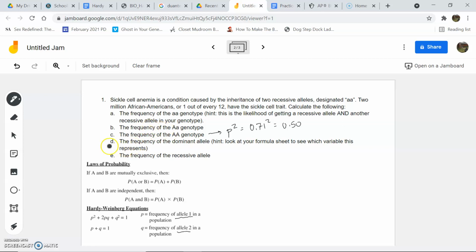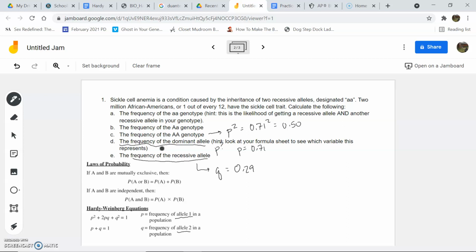So basically what letter D here is asking is, what is the frequency of the dominant allele? Or in other words, what is this whole thing? That's the definition of P. So they're really wondering, what is P? Well, we already determined that. P was 0.71. And here they're saying, what is the frequency of the recessive allele? Well, that's just another way of saying Q. And we already determined that to be 0.29.